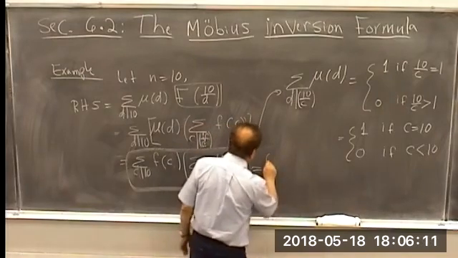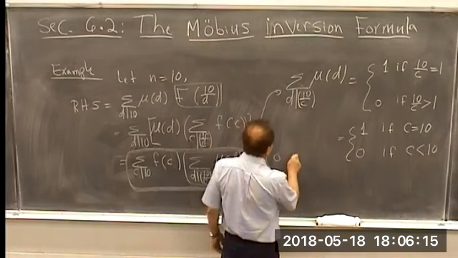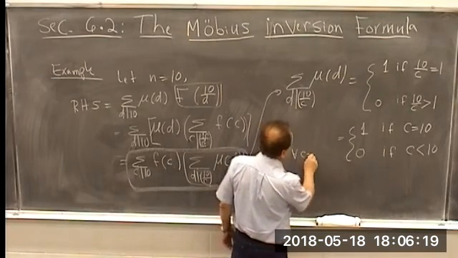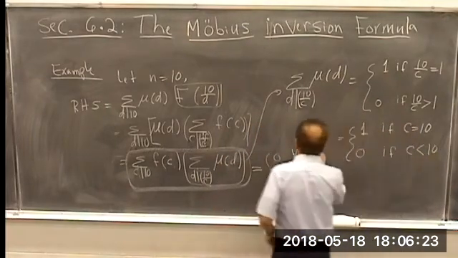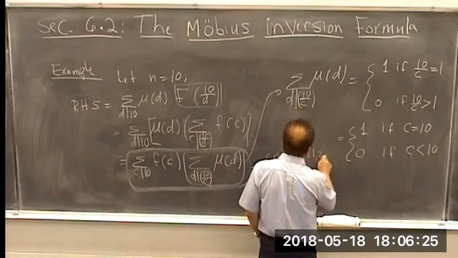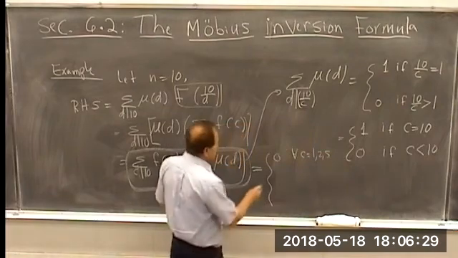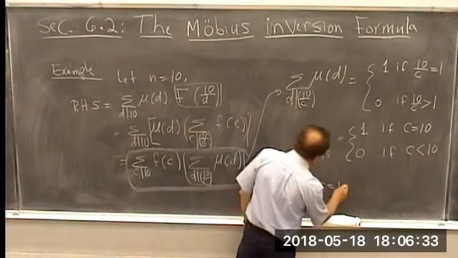All right. So this is actually equal to 0. Let me actually write it down like this. So this is going to be 0 for all C that are divisors of 10, except 10 itself: 1, 2, 5, and that's it.